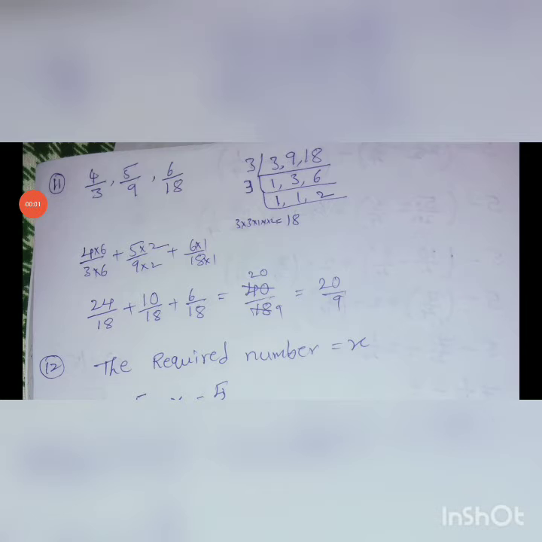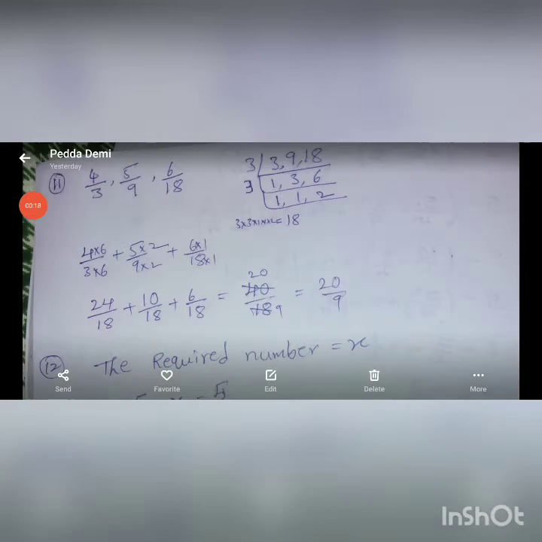Good morning, children. Today's class. The first question is: the sum of the fractions 4 by 3, 5 by 9 and 6 by 18 is. Okay. Here observe these fractions. These all are unlike fractions. So we have to make that unlike fractions into like fractions first.